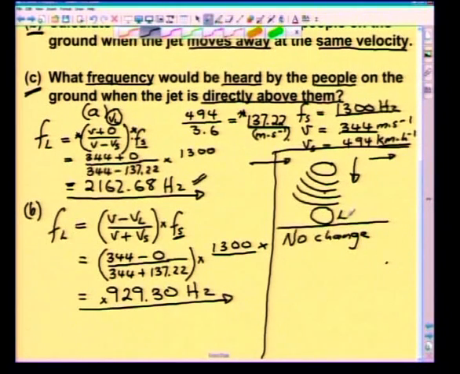These are your listeners, the people, observers. So there will be no change this time in frequency. The frequency as produced by the jet will be the same as the frequency observed by the listeners. So fL will be equal to fs, equal to 1,300 hertz.